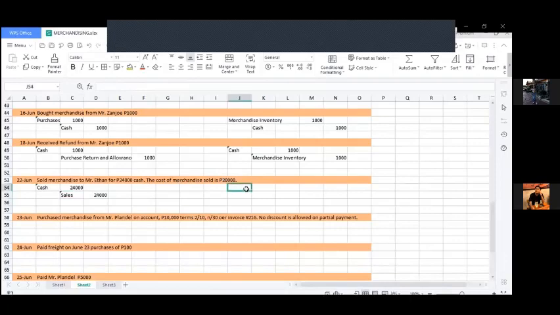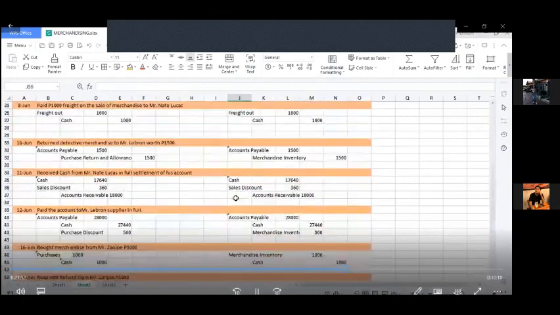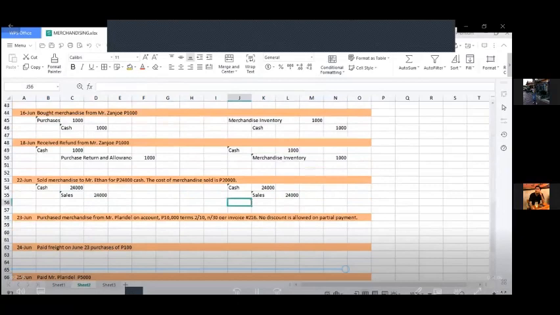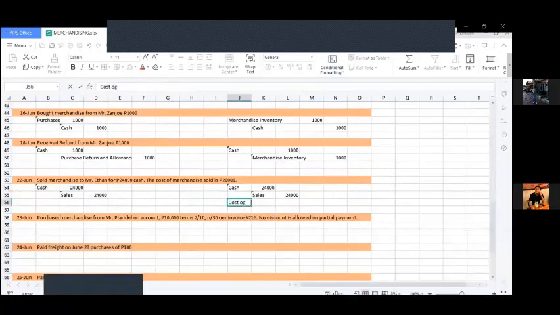Pagdating ng perpetual inventory system, magre-recognize tayo dyan ng cost of sale. Cash and sales, 24,000. And meron tayong, ang ginamit natin dito, cost of sale, and merchandise inventory.